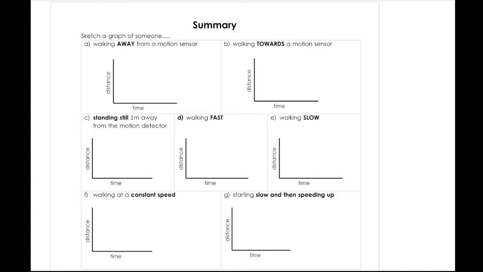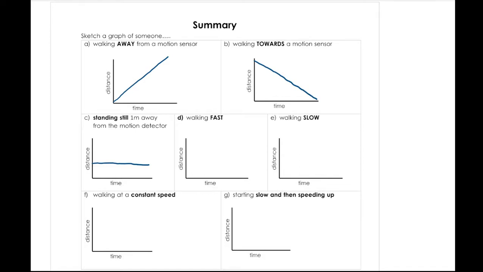So let's do a quick summary. If we were to sketch a graph of someone walking away from a motion sensor, the line would look something like this, with our line increasing, since the distance is getting farther away. If they're walking towards the motion sensor, that means they're starting away from it, and the line is decreasing because they're getting closer. For C, if they're standing still 1 meter away from the motion detector, we would have a flat line, because a flat line means we're standing still.